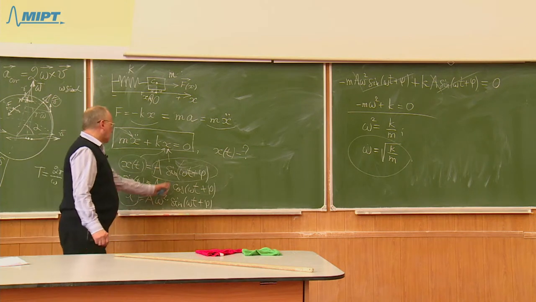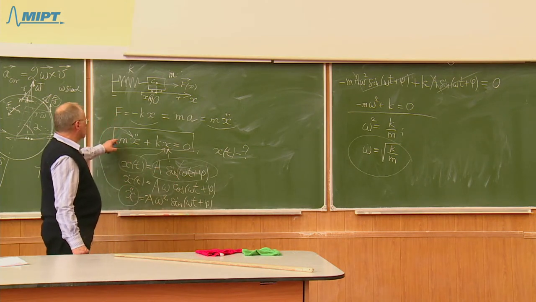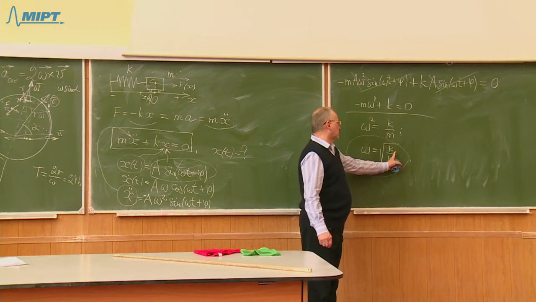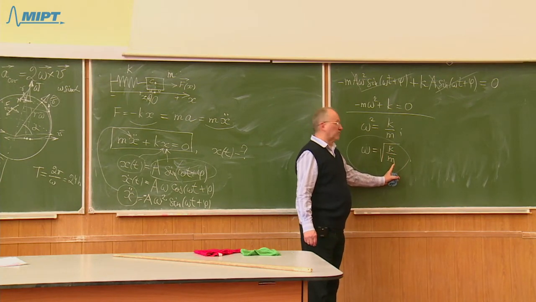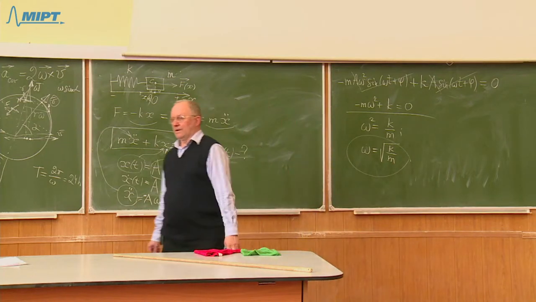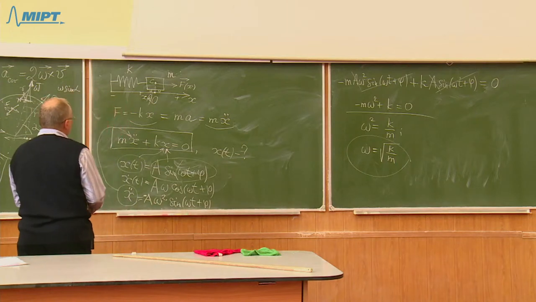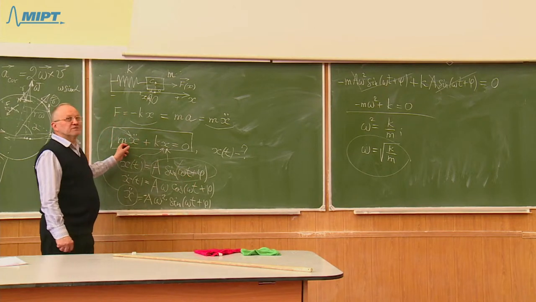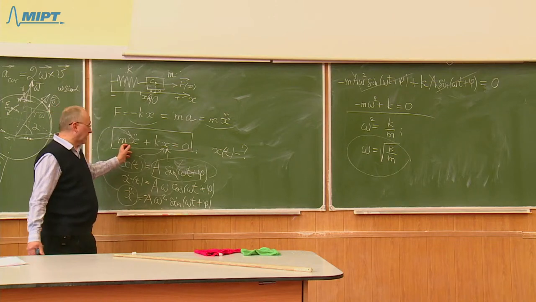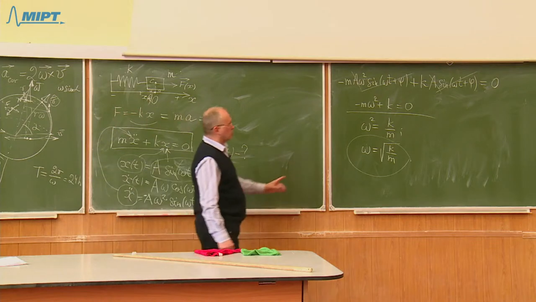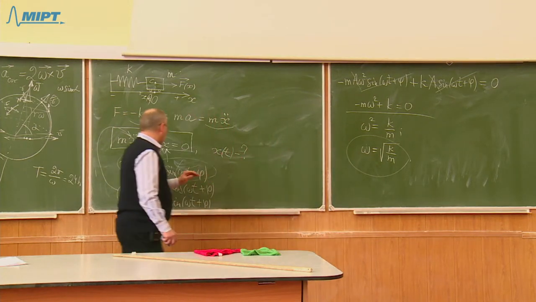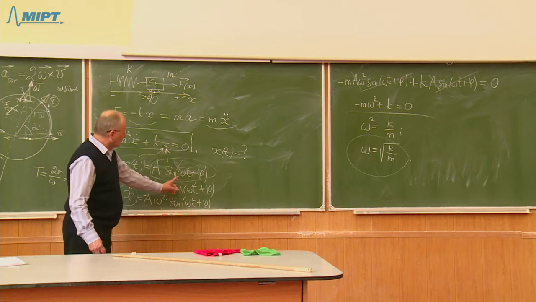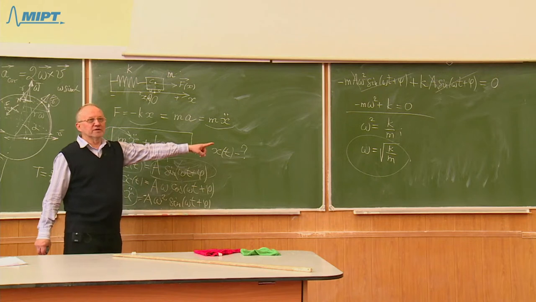So the trigonometric function sine will be a solution only if omega is determined by the spring stiffness coefficient and the mass of the oscillating body. So if we ask the question, is such a function, sine of omega t plus phi, a solution to this equation? The answer is generally no. But this is certainly a solution if omega is chosen to be such a number. Then this sine function will be a solution. We are not free to choose any omega. No, only such omega. And then that will be a solution.